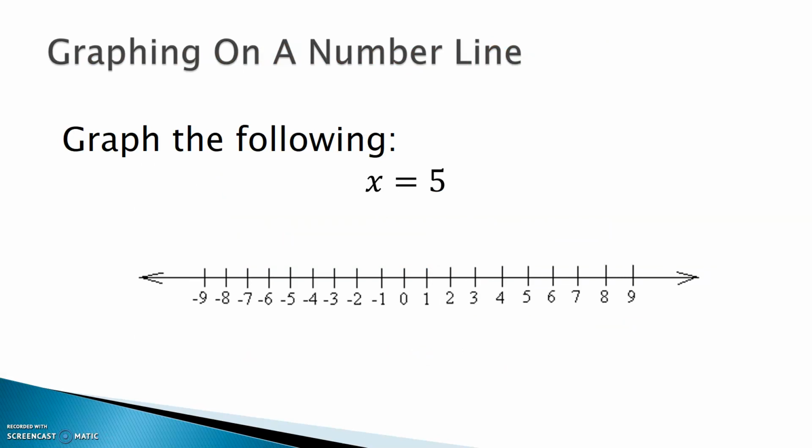I just want you guys to follow along. How do we represent things on a number line? So it says graph the following: x is equal to 5. So here's my number line. I'm going to scoot over all the way to 5.